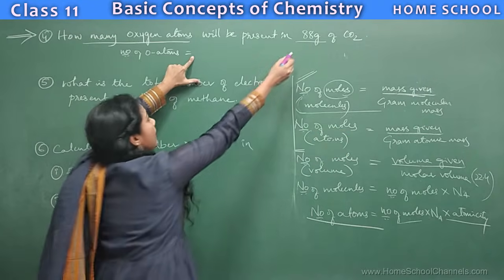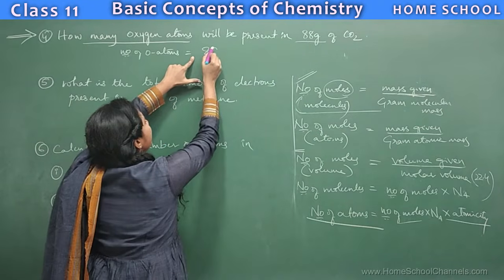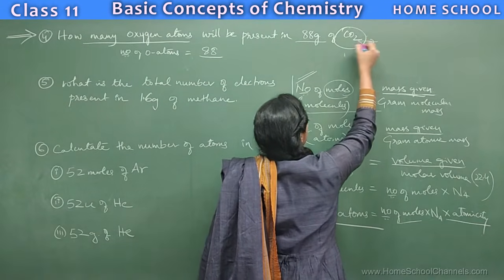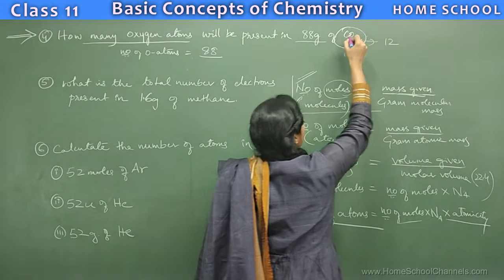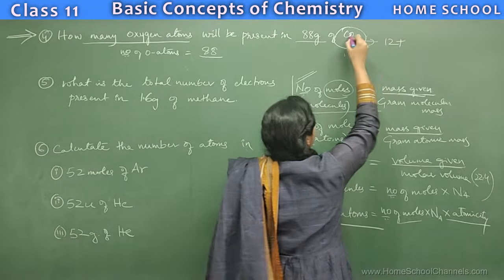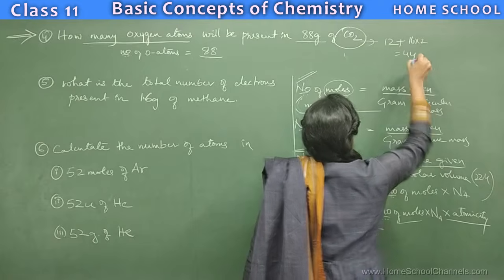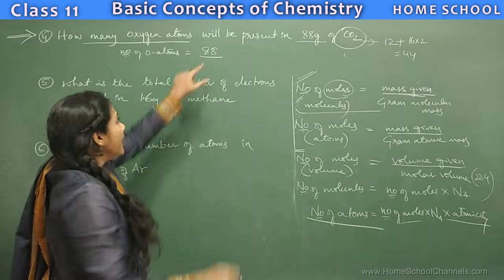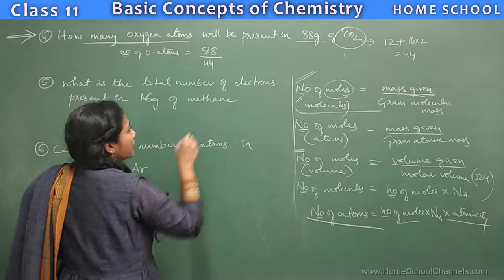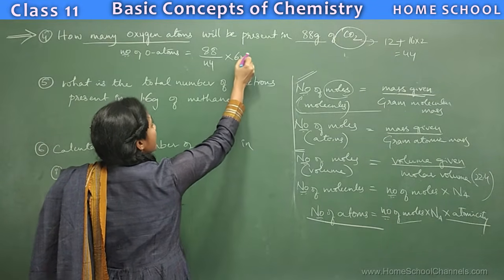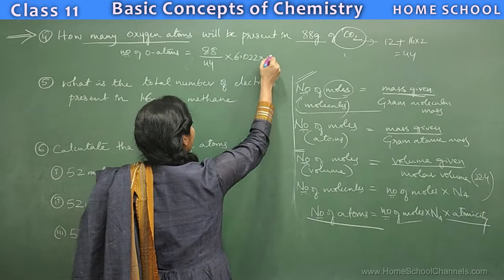What is the mass given? 88. So 88 divided by carbon dioxide is the molecule. What is its molecular mass? Carbon's atomic mass is 12. Oxygen's atomic mass is 16 into 2. Right, so you would get 44. So 88 divided by 44 into Avogadro number is how much? 6.022 into 10 power 23.